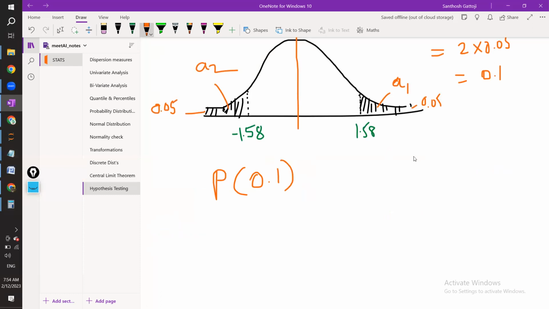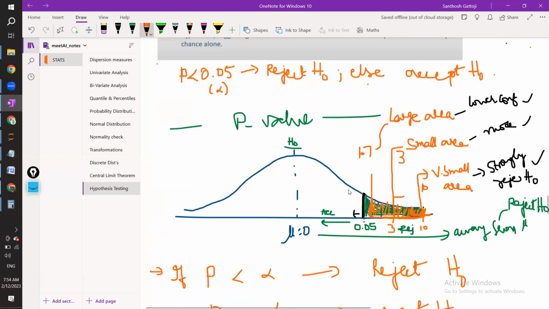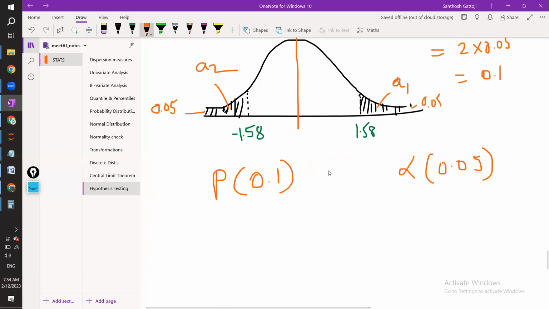And usually our alpha is 0.05. We have considered the scenario that if the p-value is less than alpha, reject. But here, is the p-value less than alpha or greater than alpha? Which one is greater, 0.1 or 0.05? 0.1, sir. Okay, so this is greater. Since the p-value is greater than alpha, what can we do, accept or reject? Accept. Correct. If the p-value is greater than alpha, we are going to accept the null hypothesis.